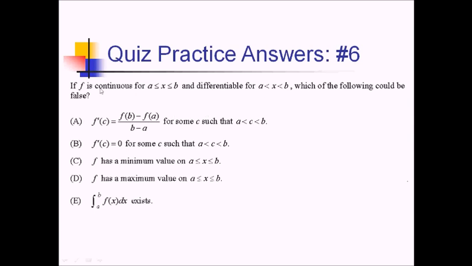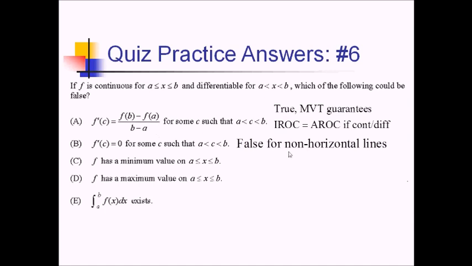Well, they told us this function was continuous and differentiable. Those are the conditions for the mean value theorem, so this is actually going to be a true statement because we've met the MVT's conditions. MVT guarantees that the instantaneous and average rates of change equal each other somewhere on the interval. Next one, f prime of c equals 0 for some c value in there. Well, are there any functions that are continuous and differentiable that never take on a slope of 0? Sure, there's lots of functions like that.